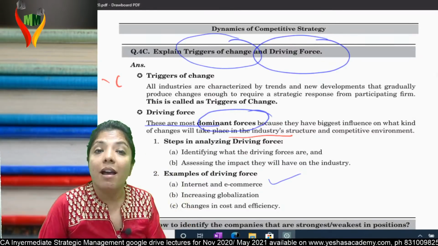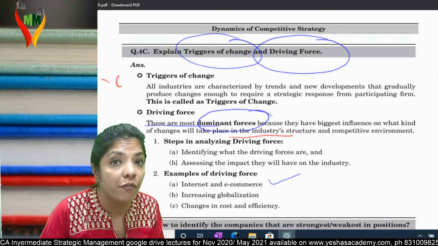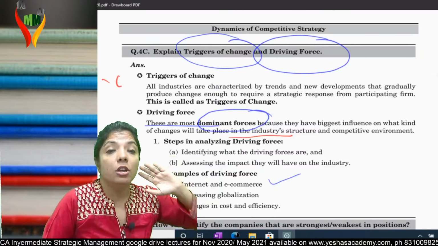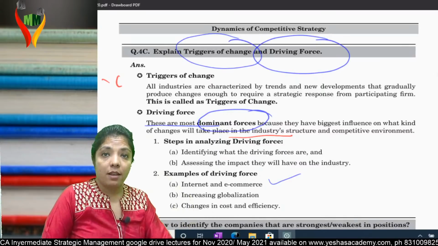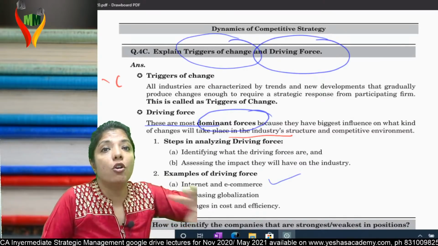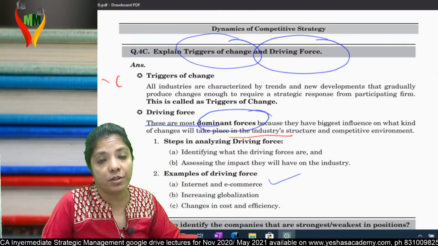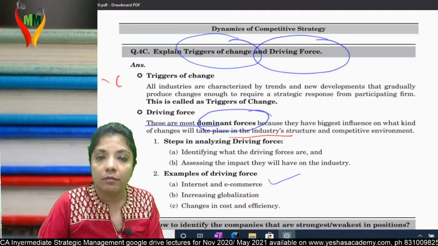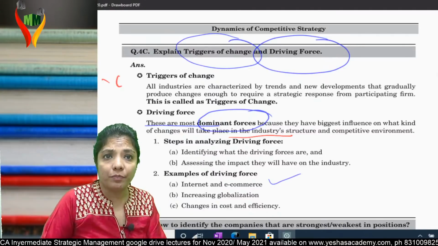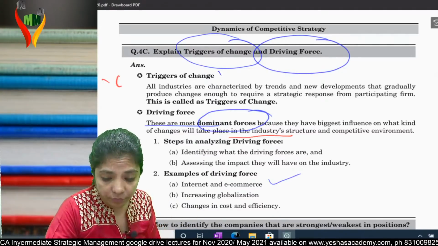Am I clear? This is what a driving force is. What is a driving force? The most dominating forces. They have the biggest influence and they can change the whole structure of the industry. So you should be aware of the driving forces. Am I clear?